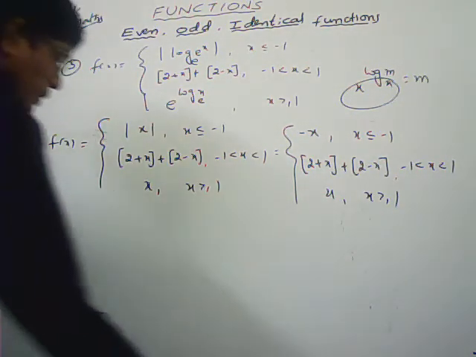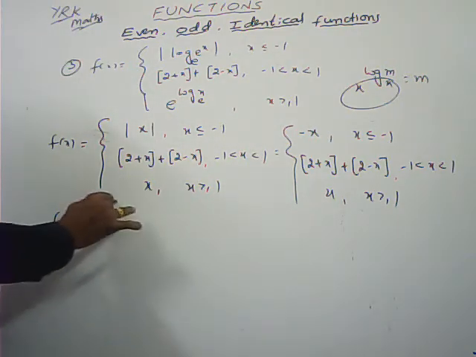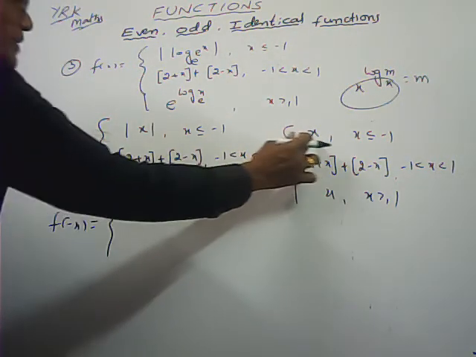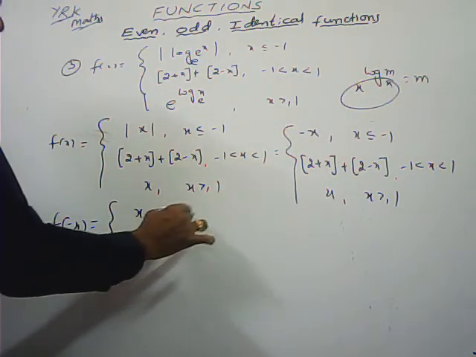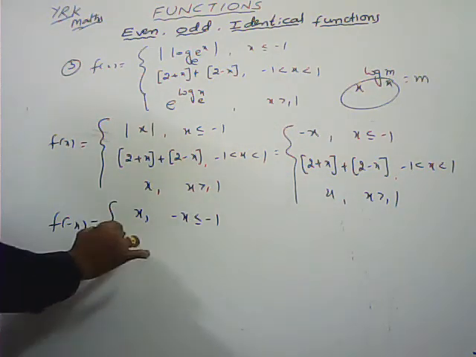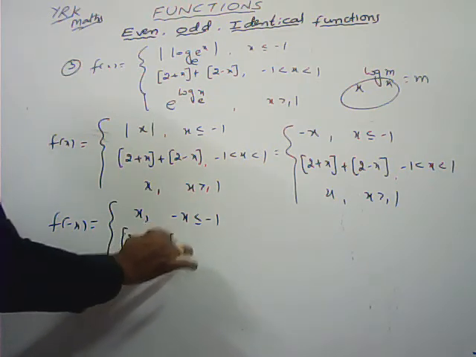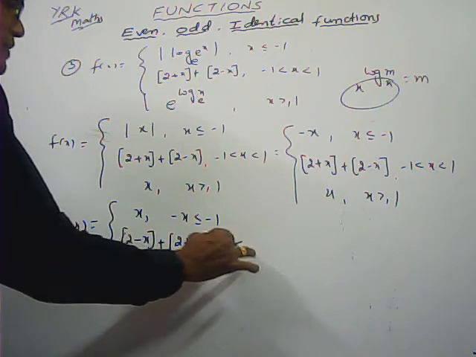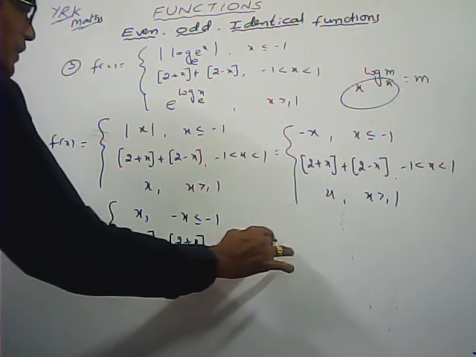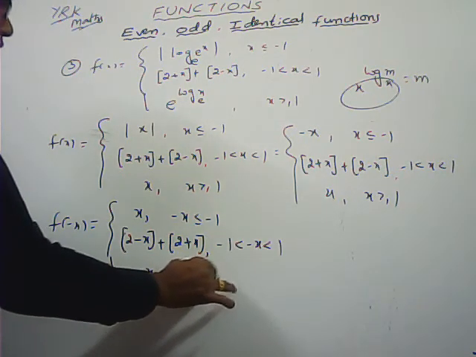Now replace x by minus x. F of minus x is equal to, replace x by minus x. Minus into minus, that becomes plus, and minus x is less than or equal to minus 1. Here replace x by minus x: 2 plus minus x plus 2 minus minus x, that is plus x, here we get minus 1 is less than minus x is less than 1, and minus x is more than or equal to 1.